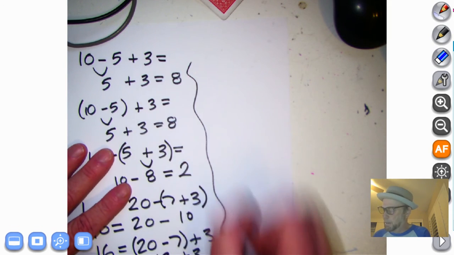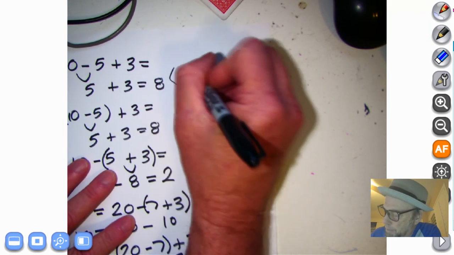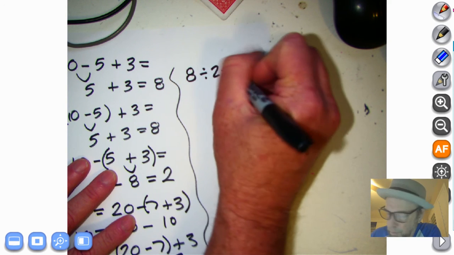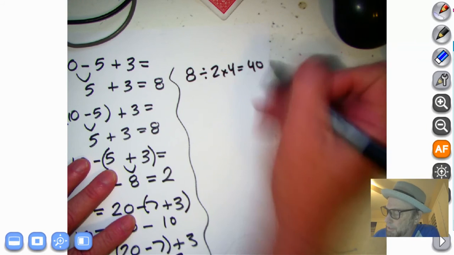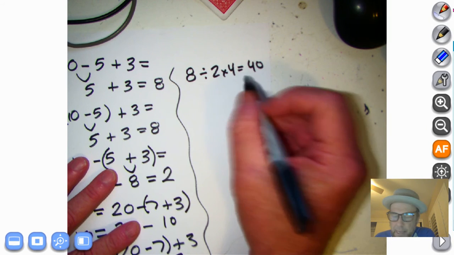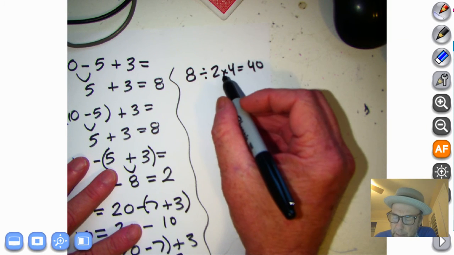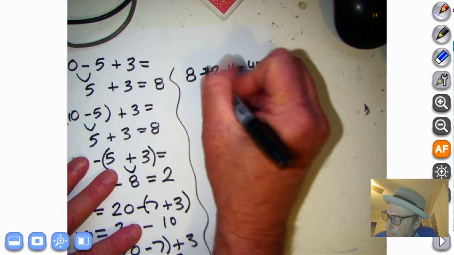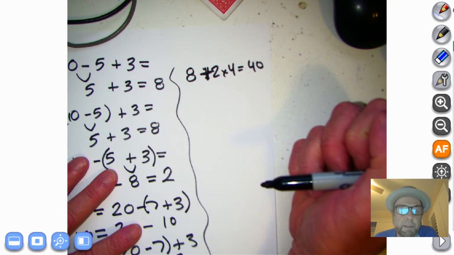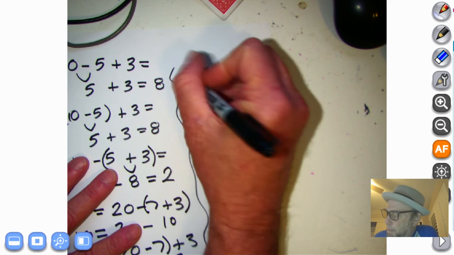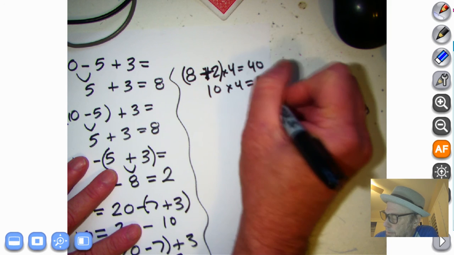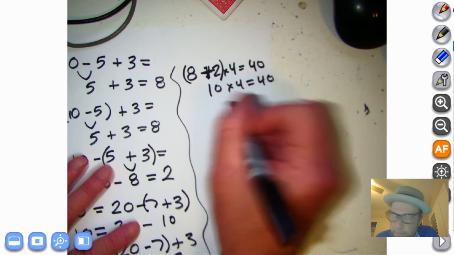Mr. Leg is going to draw a doodly line here. I'm going to keep moving on down the line. 8 divided by 2 times 4 equals 40. What is going to work here? You know what? Mr. Leg wrote this problem down wrong. It is 8 plus 2 times 4. That makes much more sense. Okay, we know that 8 plus 2 is 10, times 4 equals 40. Okay, that was much better.